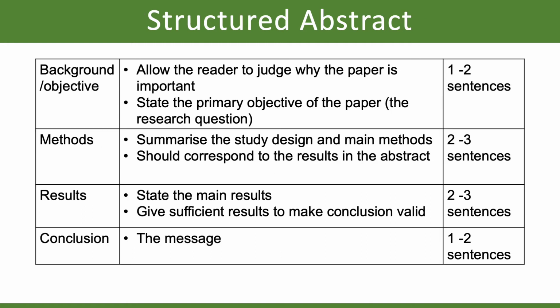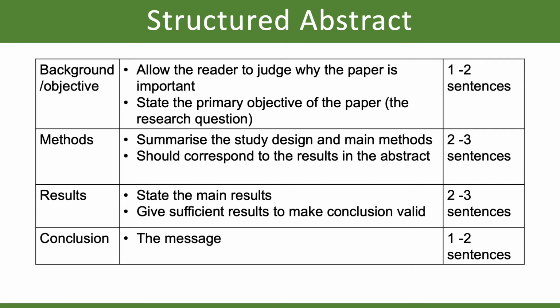Generally, a structured abstract will follow this structure. It starts with a background or objective section, and this section allows the reader to judge why the paper is important, and it states the primary objective or aim of the paper, which is the research question. This section is normally short and is normally only 1 to 2 sentences.